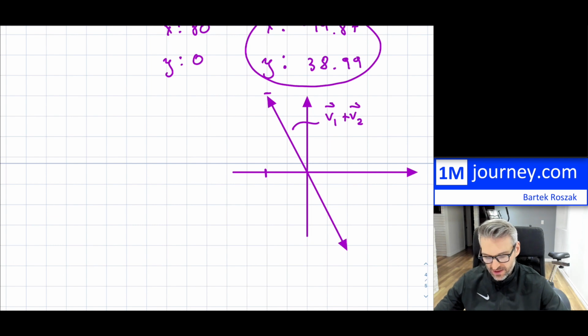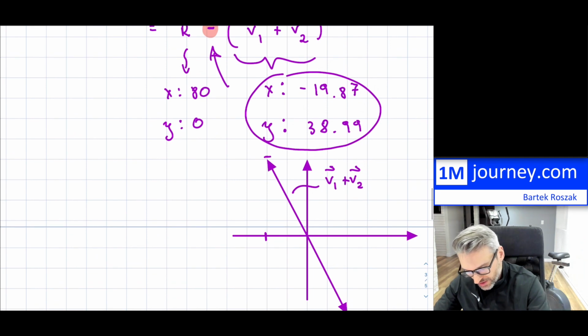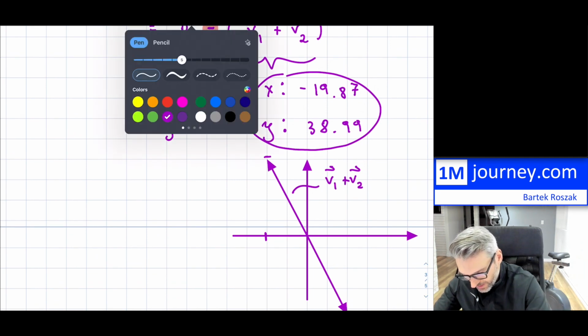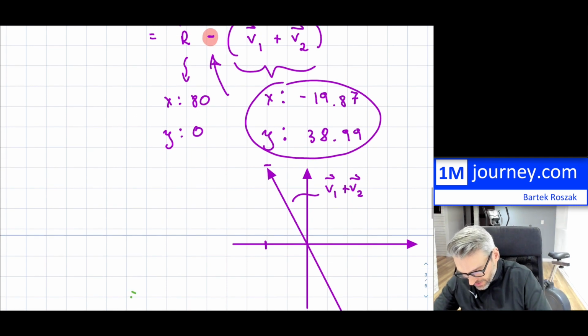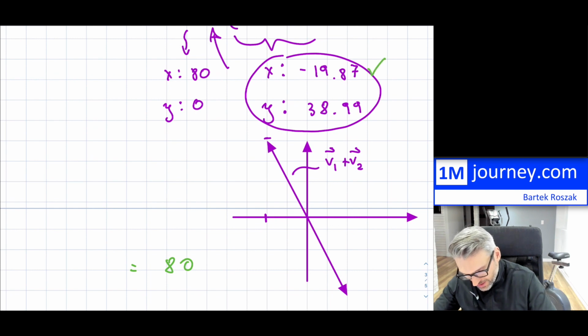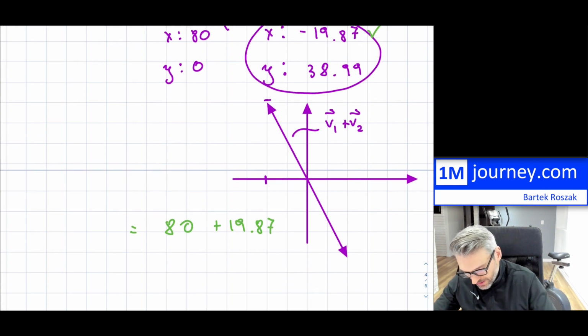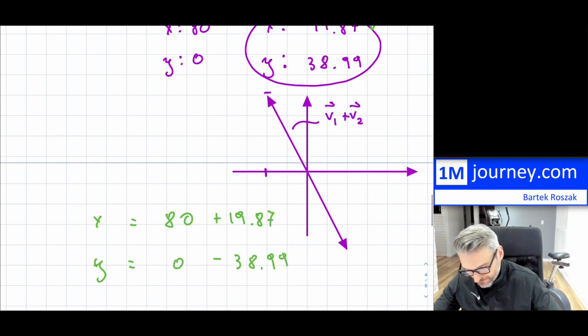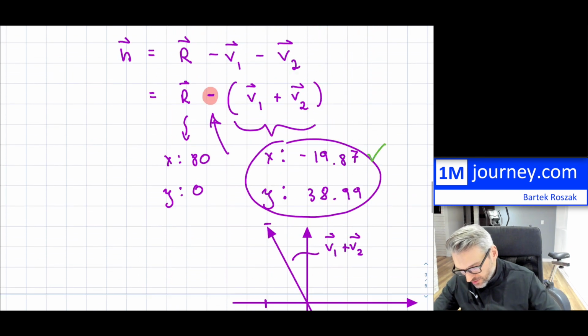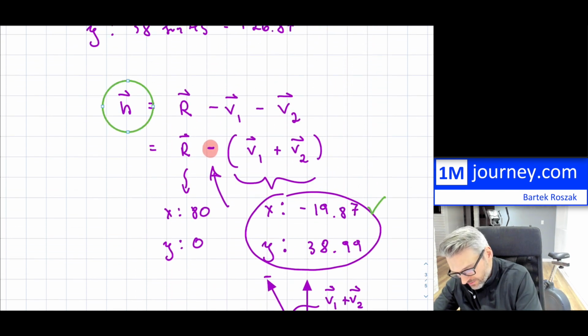And all that that does is it just changes my x and my y. So this changes my x and my y, and then I can find out the final result. So notice my x is going to be 80. Now this is going to be changed to plus, so it's going to be plus 19.87. That's my x component. And then my y component is going to be 0, and then it's going to be minus 38.99. And now I have the result for my h right there.